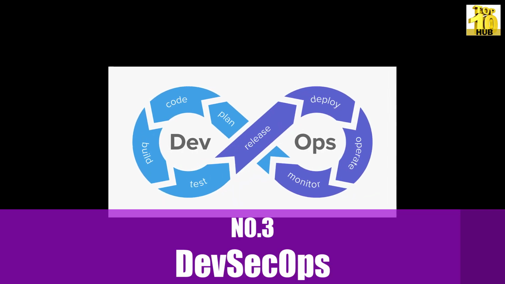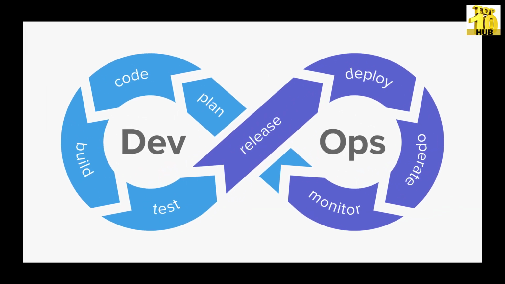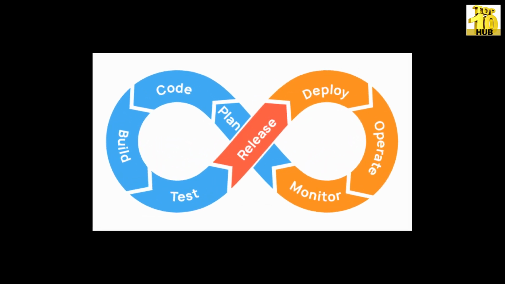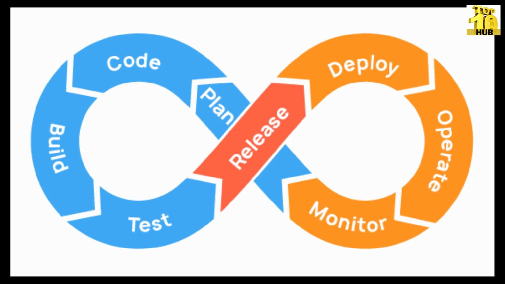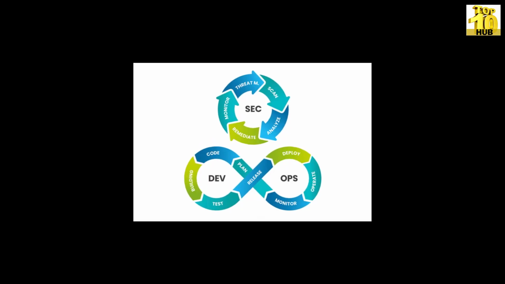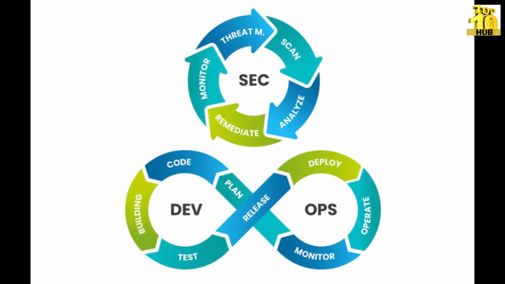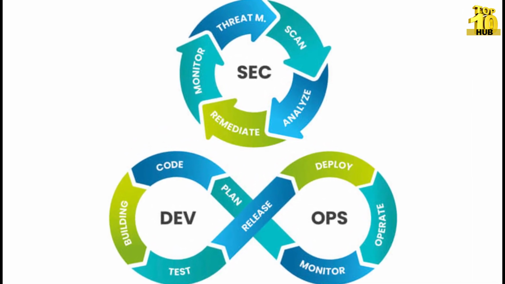Number 3. DevSecOps. DevSecOps is short for development, security, and operations. Its objective is implementing security at the same scale and speed as development and operations, and not just for the sake of it. With the wider adoption of microservices, DevSecOps seems to find its way deeper into our DevOps market.